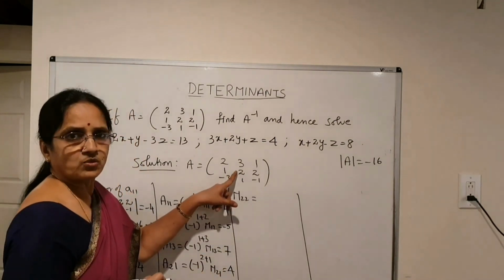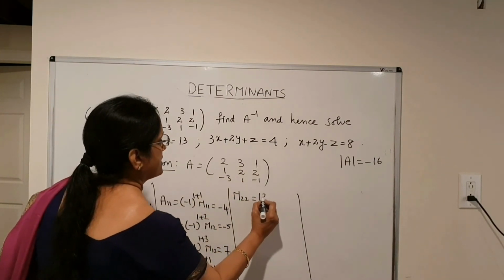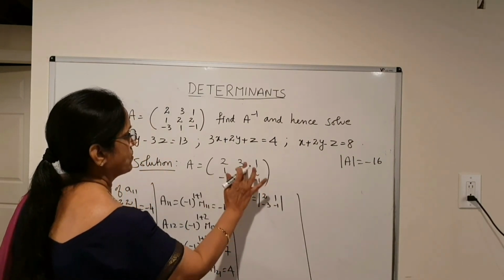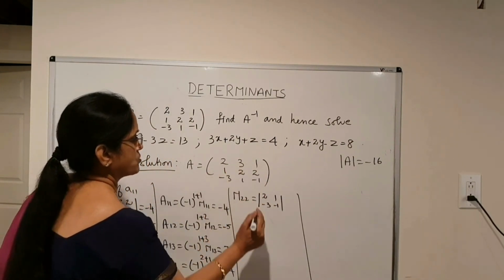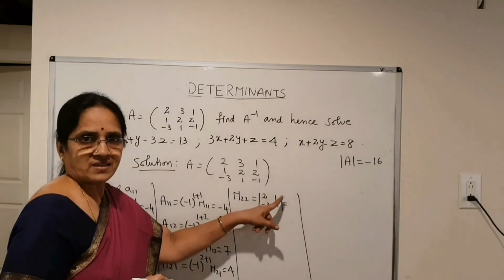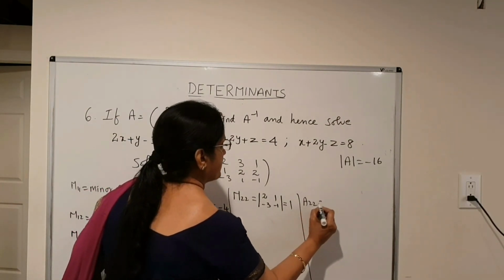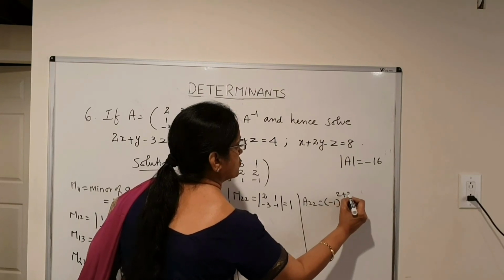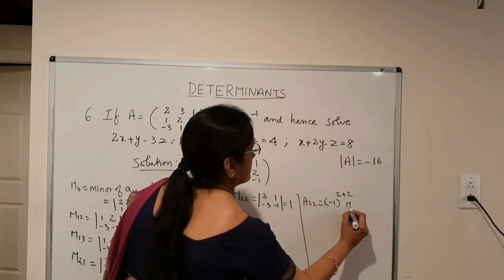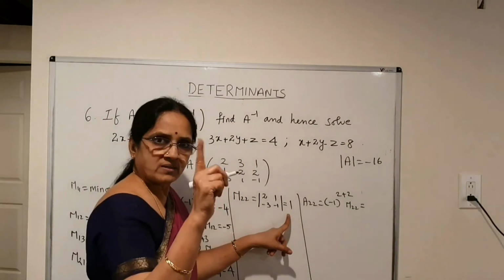Minor of the element A22. Leaving the second row and second column, I will have the determinant 2, 1, minus 3, minus 1. See here, second row, second column: 2, 1, minus 3, minus 1. This value is going to be minus 2 plus 3, which is 1. So the corresponding cofactor will be minus 1 to the power 2 plus 2. I is 2, j is 2, so I plus j into M22. Minus 1 to the power 4 is 1, into 1, that will give me 1.